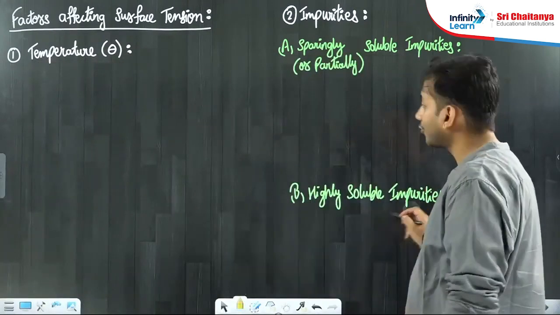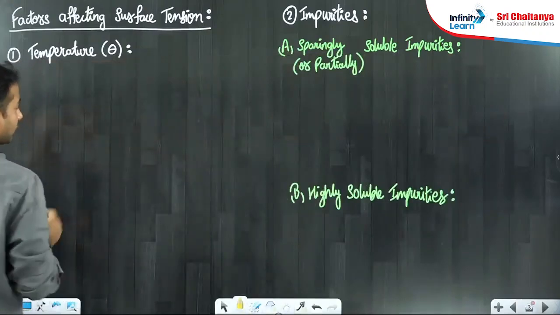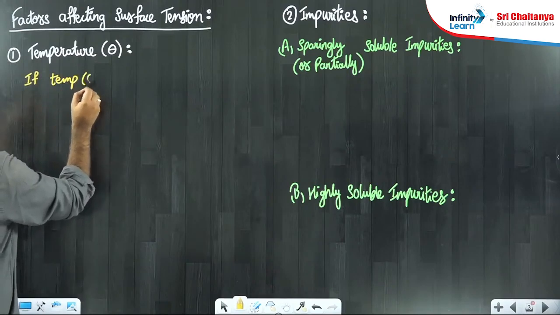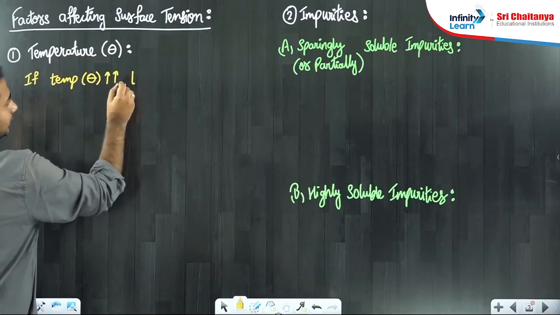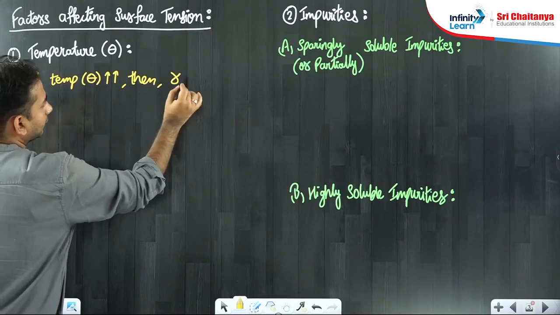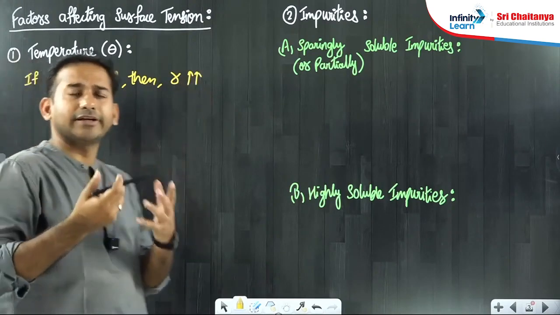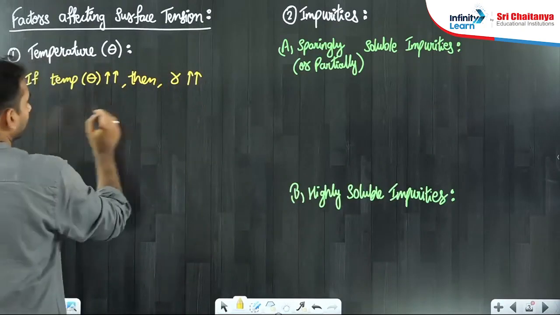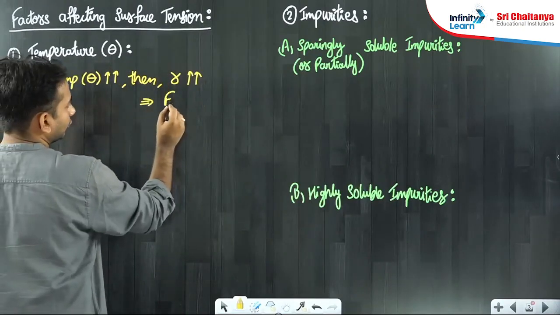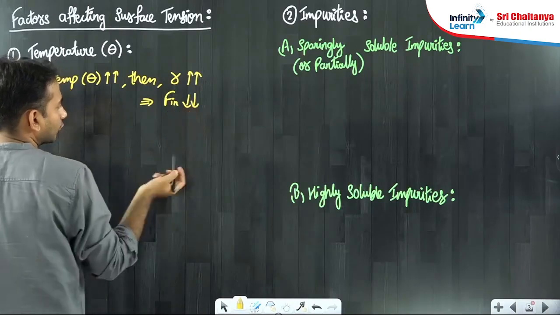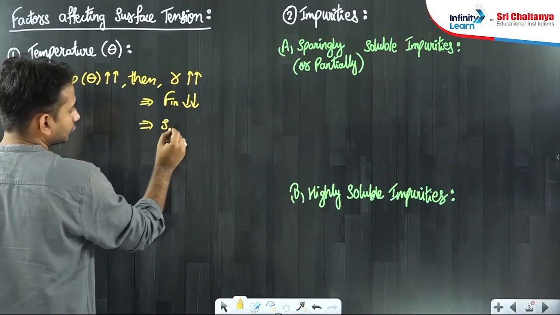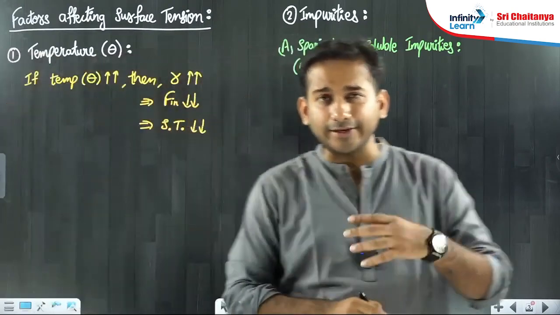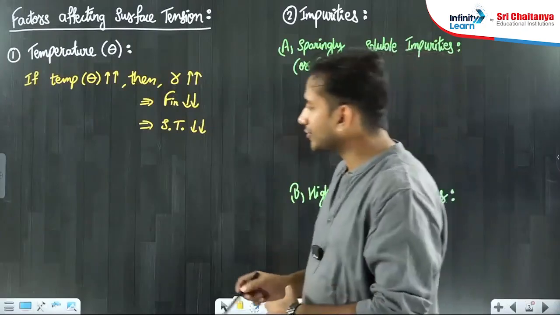First of all, I would like to talk about the temperature. If temperature theta increases, then intermolecular separation r increases. If temperature increases, molecules move randomly, the intermolecular separation increases, and hence the intermolecular force decreases, cohesive force decreases, and this implies surface tension will also decrease. So if you increase the temperature, surface tension decreases.